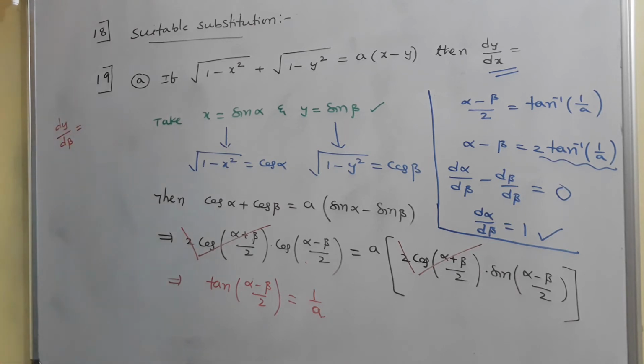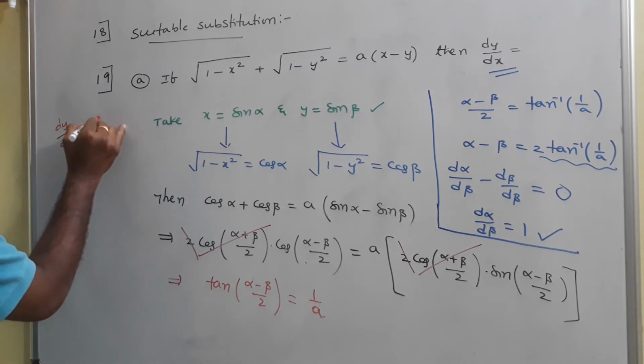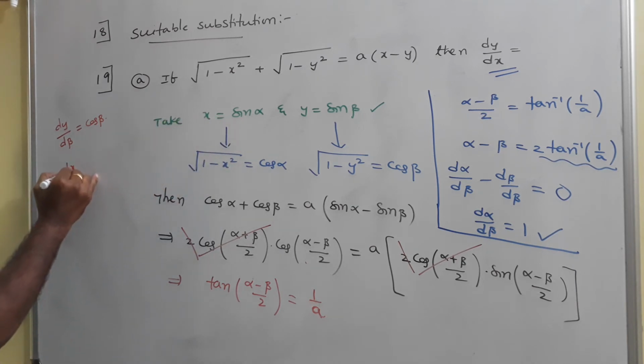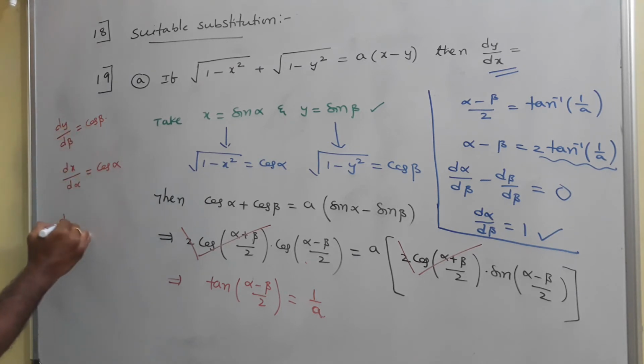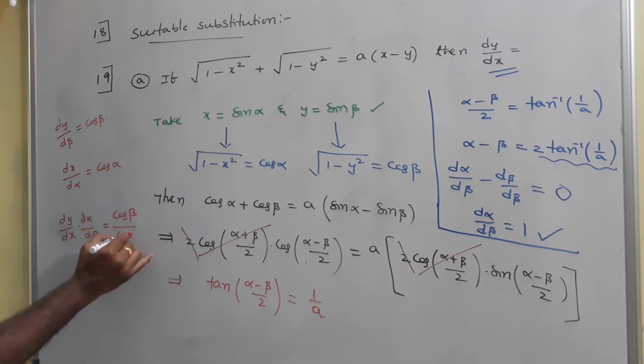dy by d beta is what? y is sin beta, so the derivative of y with respect to beta is cos beta. And x is equal to sin alpha, so the derivative of x with respect to alpha is cos alpha. Our target is to find dy by d beta. So divide these two. If you divide one by the other, you will get dy by dx into d alpha by d beta is equal to cos beta by cos alpha.